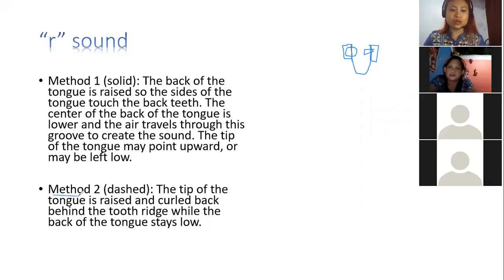Method 2. Okay, Alejandro, method 2. The tip of the tongue is raised, curled back behind the tooth ridge while the tongue stays closed. Okay, how are you going to do that? So the tip of your tongue is curled behind the ridge. Okay, the tooth ridge, like this.